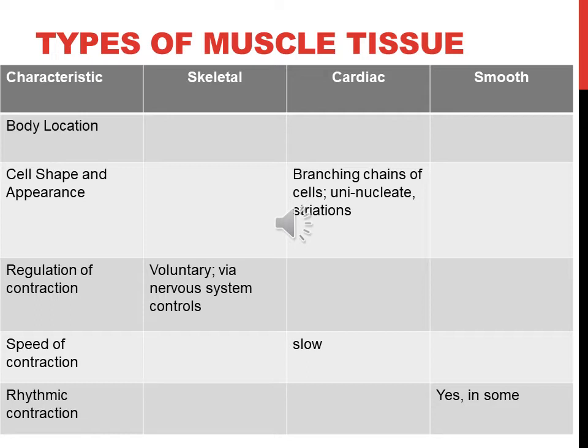And then finally, we have our smooth muscle tissue, which is located in the walls of organs and our blood vessels. Like your skeletal, they are long fibers, but it is not striated. They are also involuntary. And then we have our slow and sustained contraction. Some rhythmic, some are not.